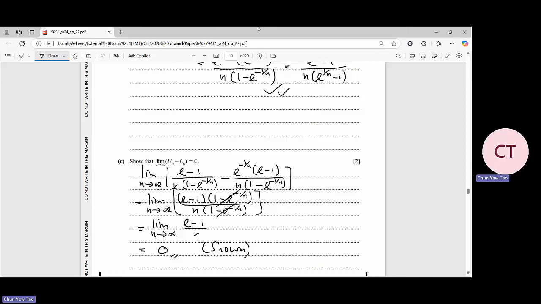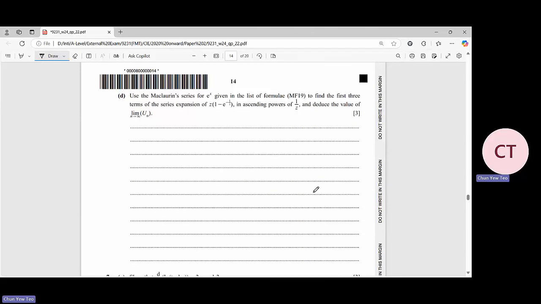And moving on, oh, we still have one more part. Moving on, we have the Maclaurin series for e to the power of x. Use the Maclaurin series for e to the power of x in the formula booklet MF19, and find the first three terms of the series in ascending order of power of 1 over z, and deduce the limit of un as n goes to infinity. So for this question, we just look at the formula booklet, MF19.